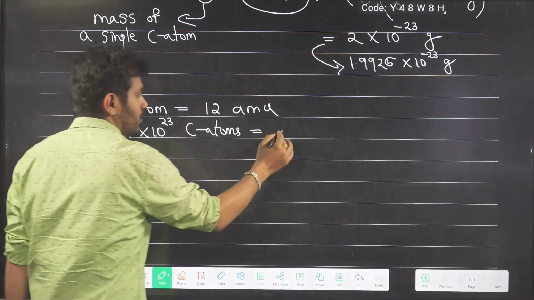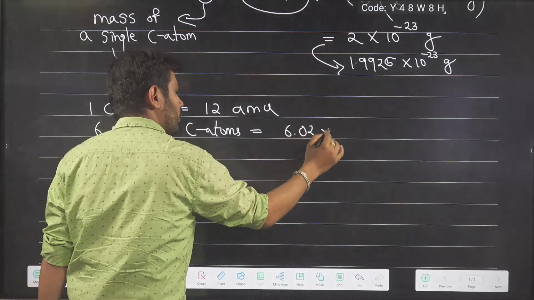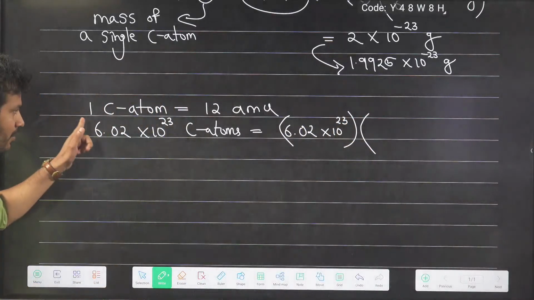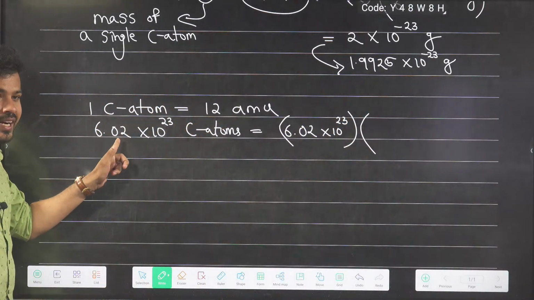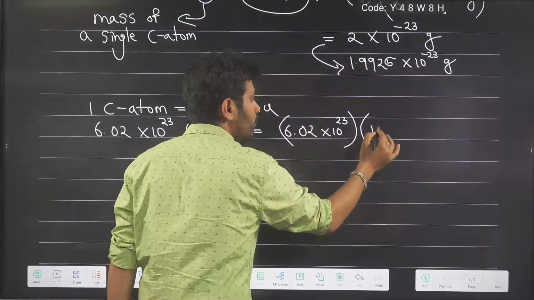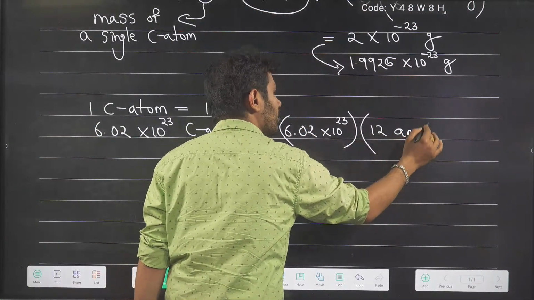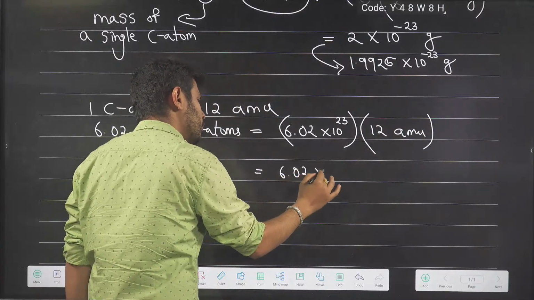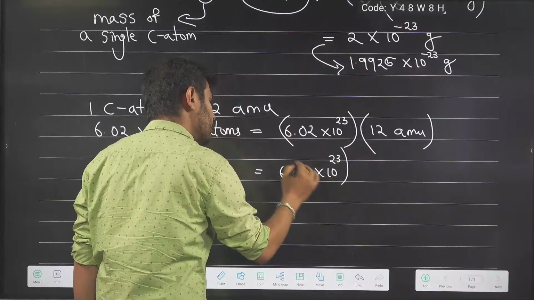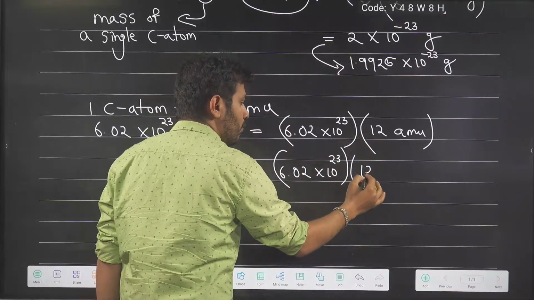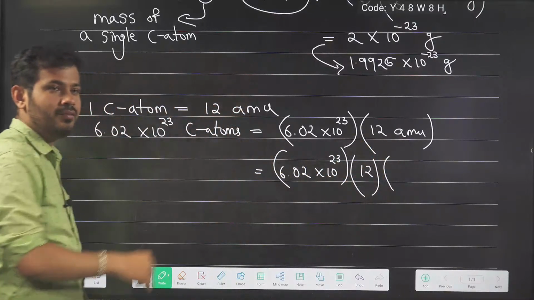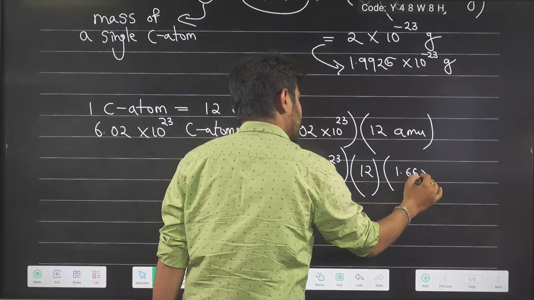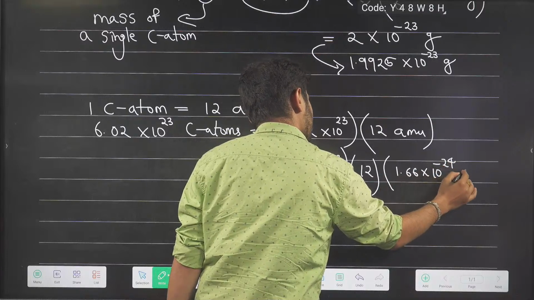The mass will be 6.02 into 10 to the power of 23 into one carbon atom 12 AMU. So these many carbon atoms, this into 12 AMU, is equal to how much? Can you tell me? 6.02 into 10 to the power of 23 into 12 into what is AMU in terms of grams? Can you convert it into gram? It is 1.66 into 10 to the power of minus 24 gram.